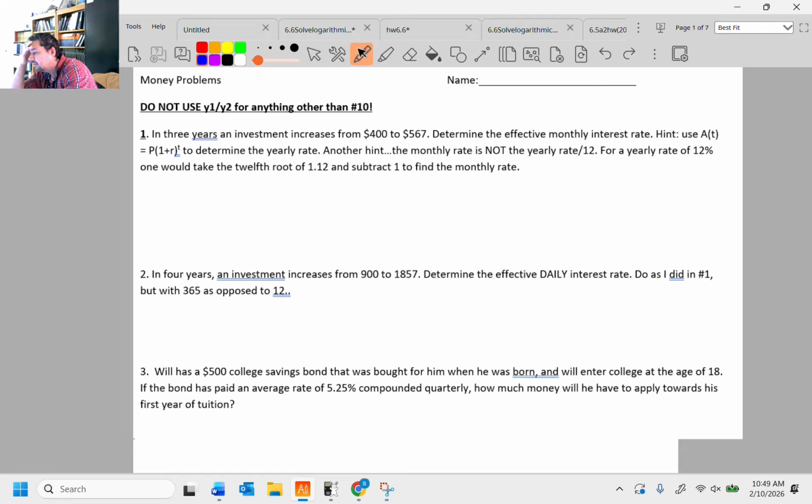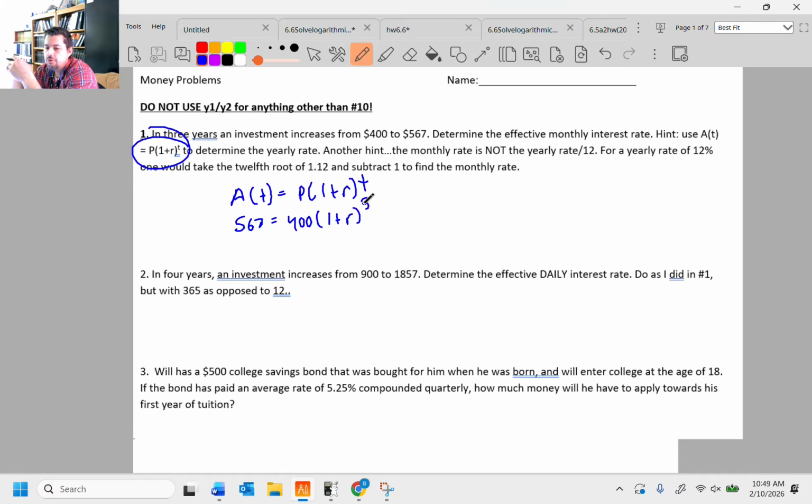So anyways, in 3 years, an investment increases from 400 to 567. All right, so let's plug into this formula. The amount after time passes is the principal times 1 plus r to the t. I become $567. I started with 400, and it took 3 years. So what I'm doing is opening up the ability to find a yearly rate. Now, I want the monthly rate.